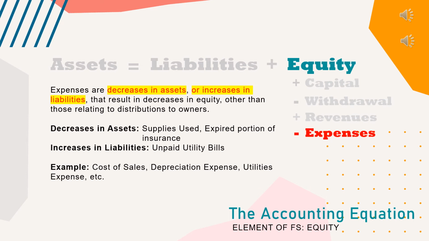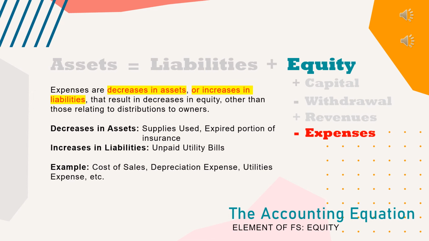How about increase in liabilities? There are instances where as of the end of the accounting period, there are expenses that remain to be unpaid or unsettled. For example, when we receive our electricity bill in December 2021, but plan only to pay that in January of 2022, then as of December 2021, we should recognize that as utilities expense. And because it remained unpaid, we also recognize an increase in our liabilities in the form of utilities payable.